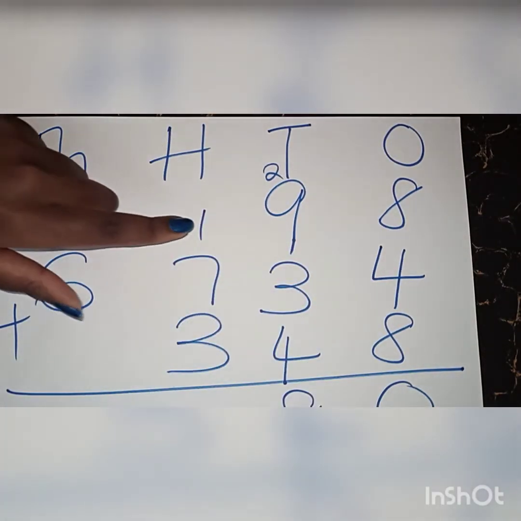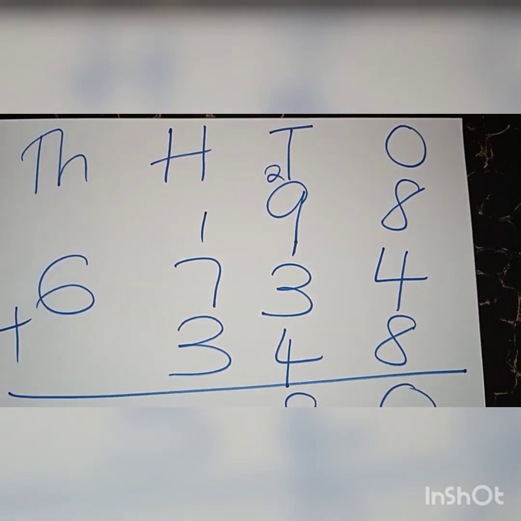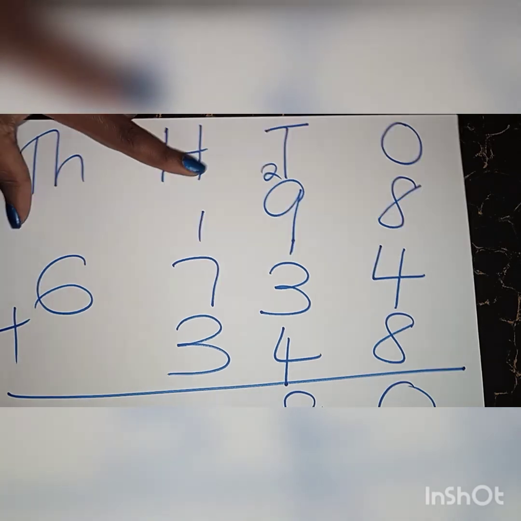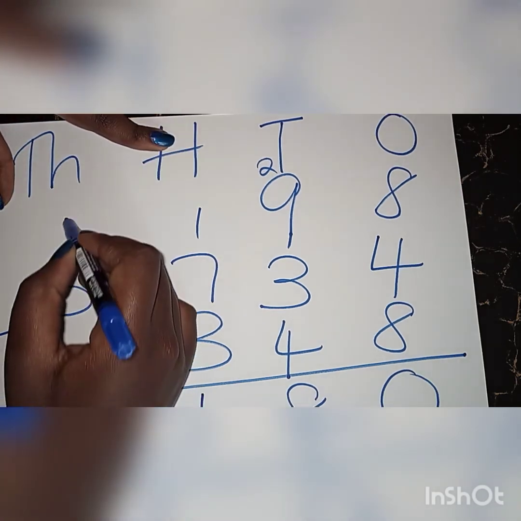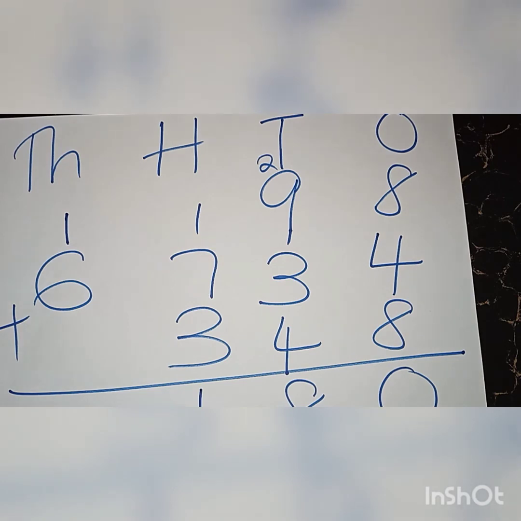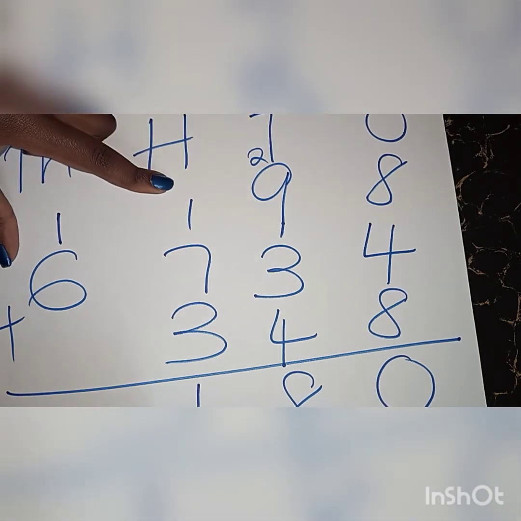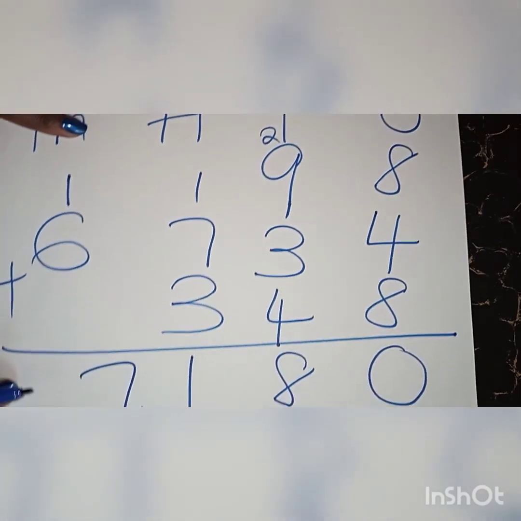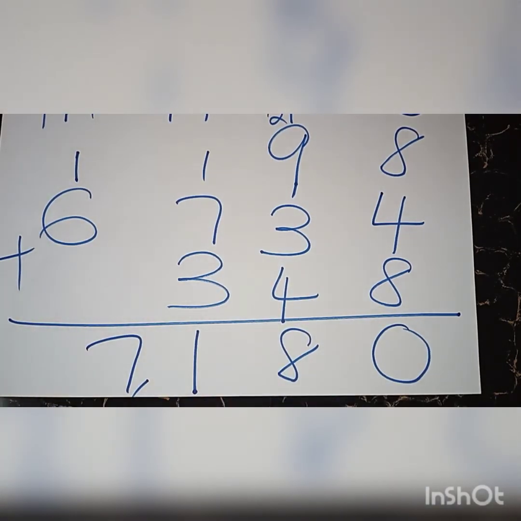Moving on swiftly. What is 1 plus 7 plus 3? 1 plus 7 plus 3 is 11. So we write the 1 there and carry this other 1 here, okay? And 1 plus 6 is 7, okay? So the answer to this question is 7,180.